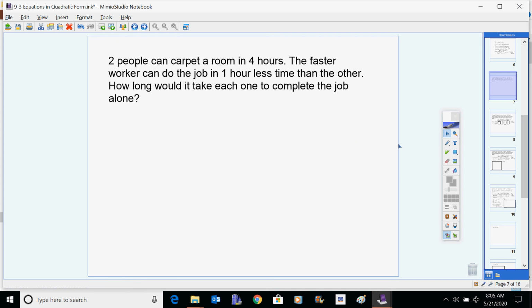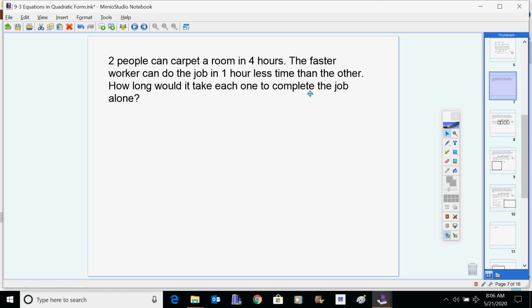And so sometimes you have people that will work faster. The faster worker can do the job in 1 hour less time than the other. That means if they were working all by themselves. Together they did it in 4 hours. So you want to find out how much time it would take each one to do the job if they were doing it by themselves.